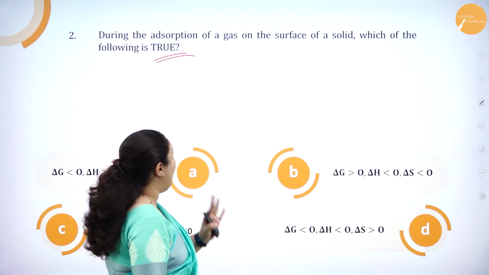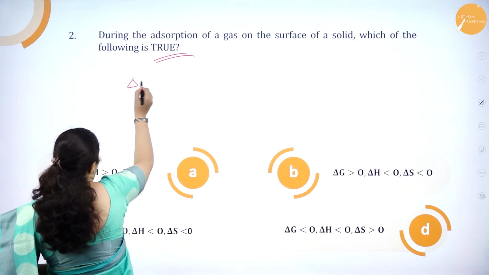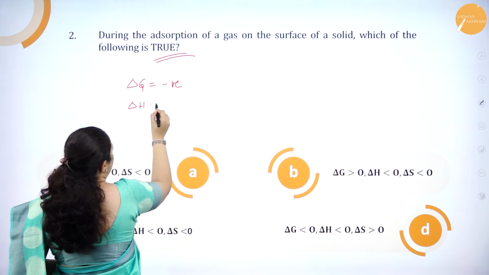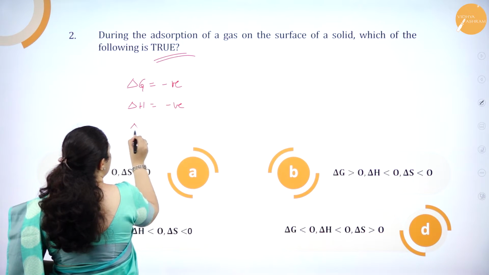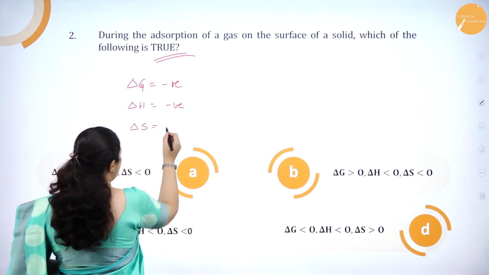So in adsorption of a gas on the surface of a liquid, it's a spontaneous process. Delta G should be negative. For adsorption, it is an exothermic process. Gas, when it is getting adsorbed on the solid, randomness is decreasing.